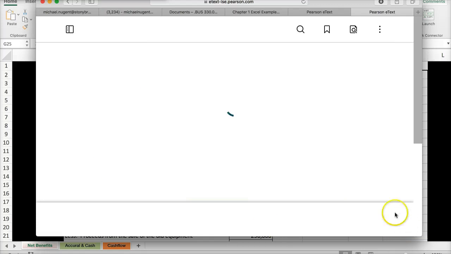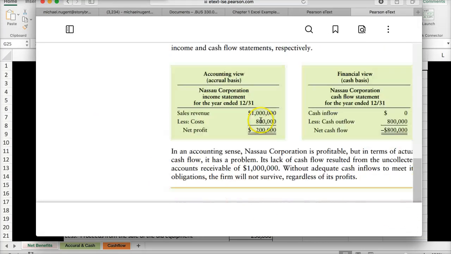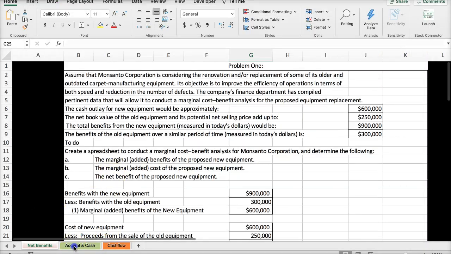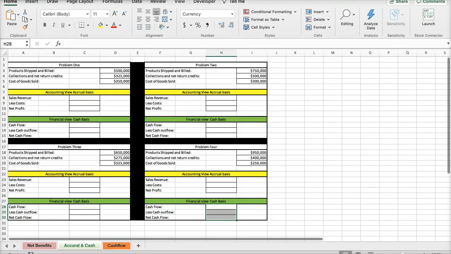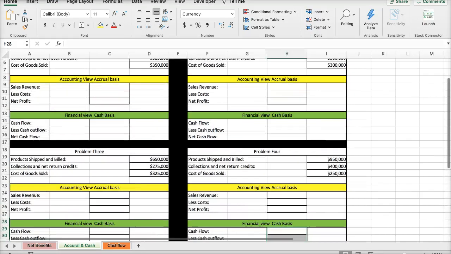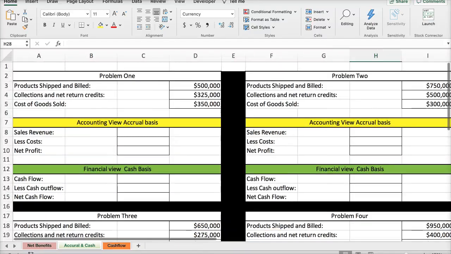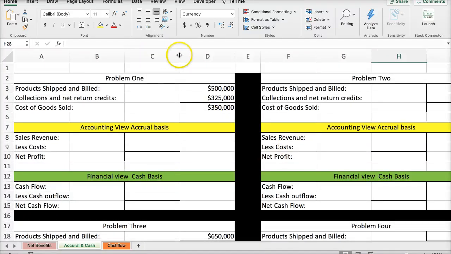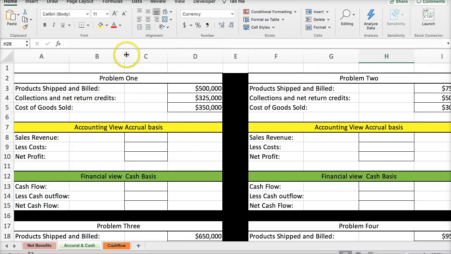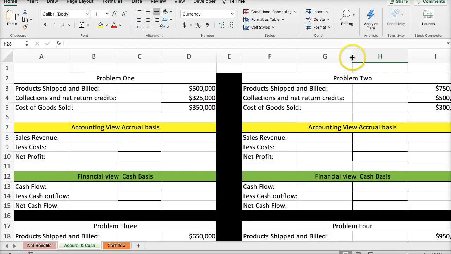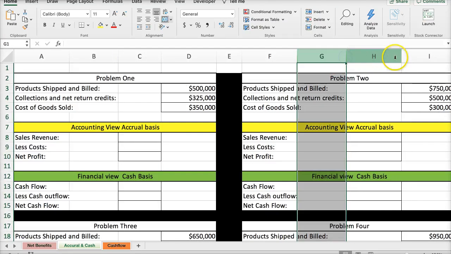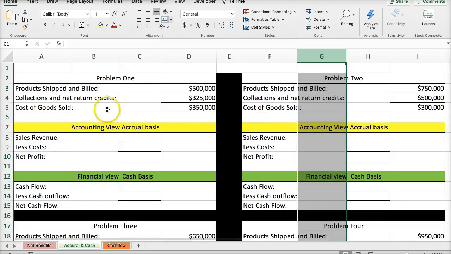Okay, and we're going to move to the next major problem in the textbook, which is going to be the accrual versus the financial. So here, let me make this bigger. In here we have four sets of problems. So let's just focus on problem one and two. And I'm going to adjust this so we can get everything on the screen, just trying to make it as big as possible for you to see.